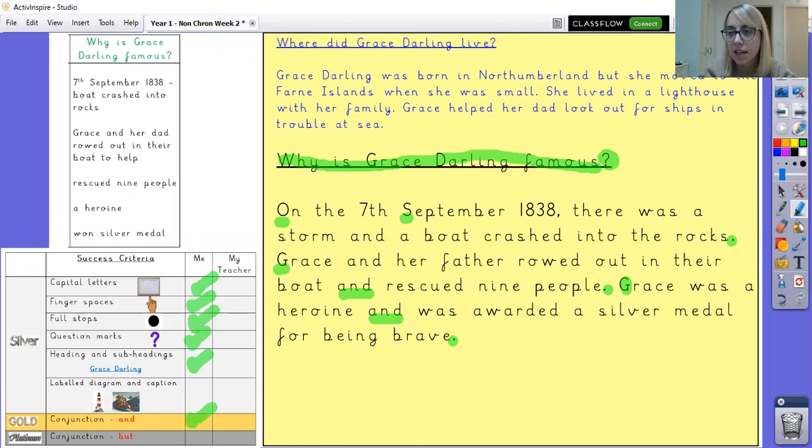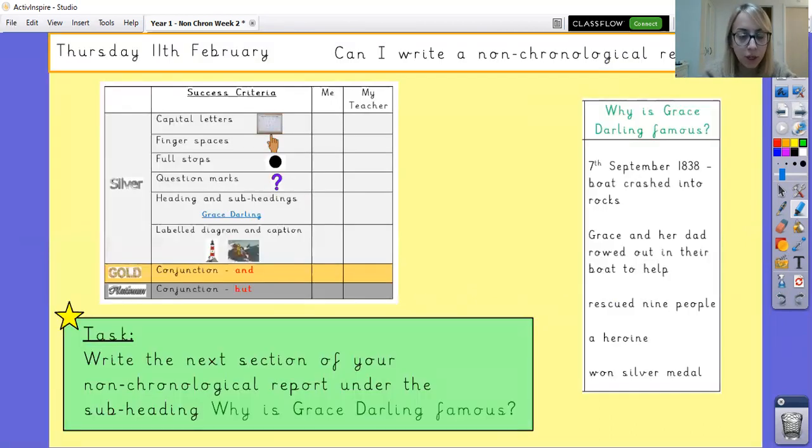Okay, year ones, it's now your turn. So you are going to write the next section of your non-chronological report under the subheading, Why is Grace Darling famous? Now you have your facts that you collected on Monday to use to help you, okay? But you also have mine on the board if you need them, okay? The success criteria is there to prompt you, to help you make your writing as super as it can be.